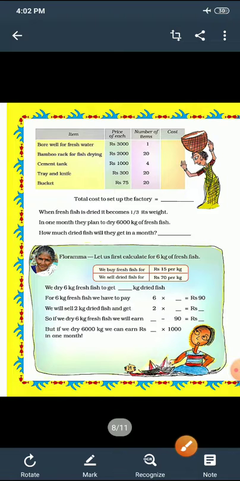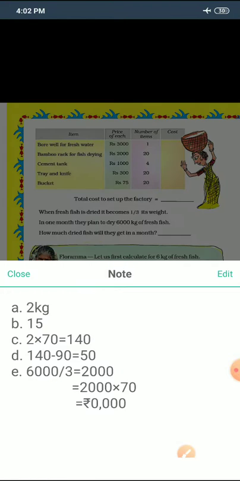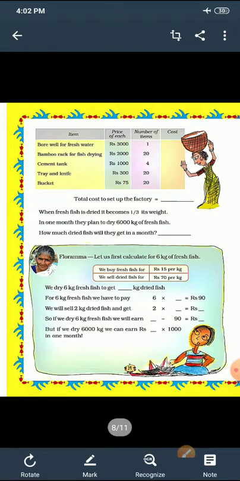Now it is said when the fresh fish is dried up, it becomes 1/3 of its weight. Means when we dry a fish, it becomes 1/3 of its weight. So in 1 month they plan to dry 6,000 kg of fresh fishes. So they plan that in a month they will dry 6,000 kg of fishes. And how much dry fish will they get?